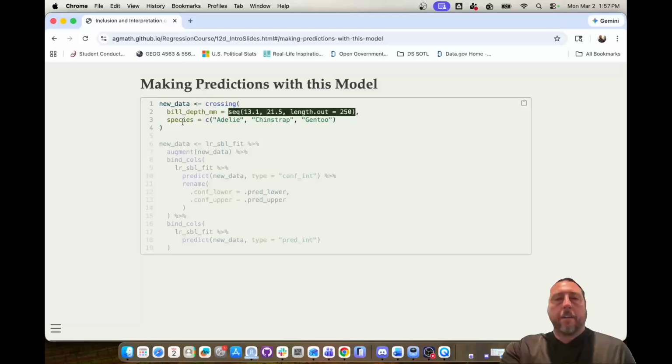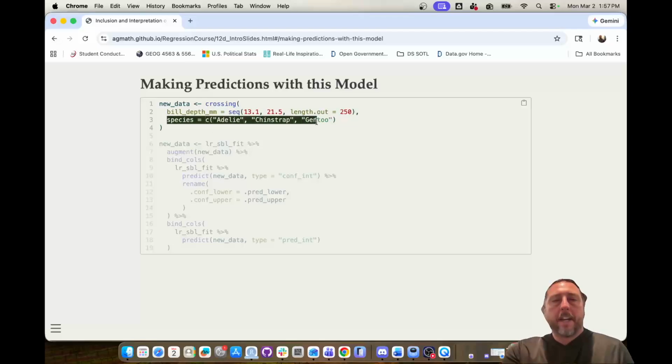And then for species, I'm creating the 3 species that we had in our data set. And what crossing is going to do is it's going to take all of these bill depths that we created and assign them to each of the 3 penguins.